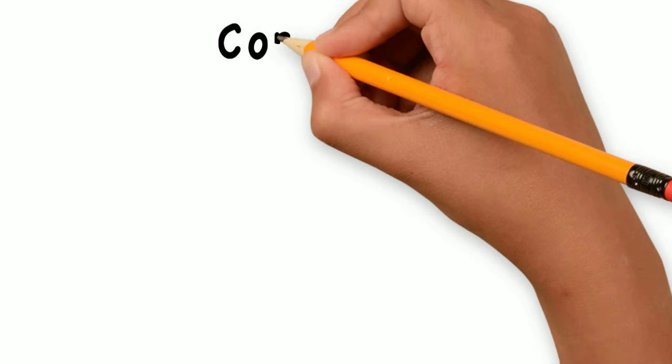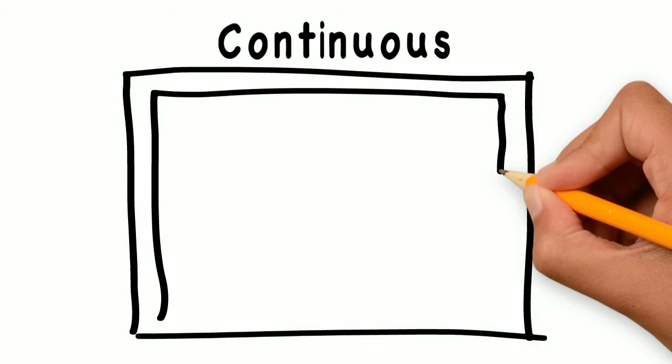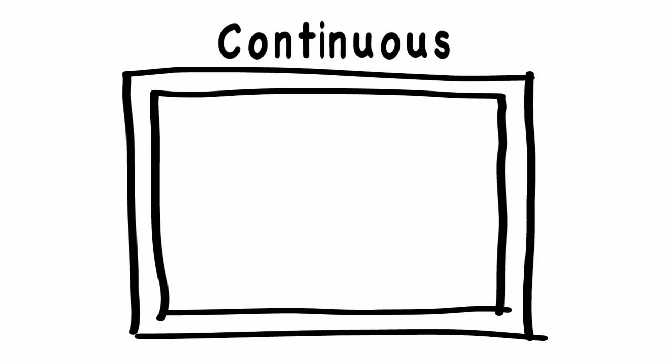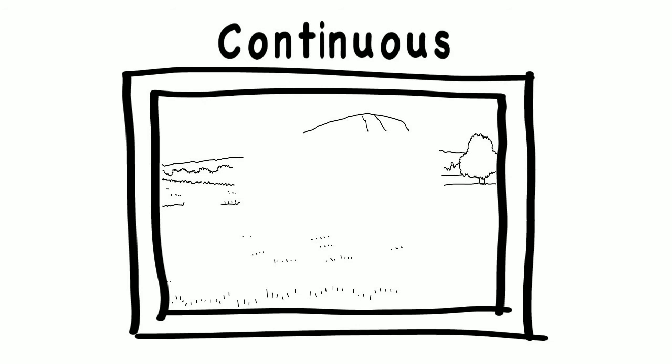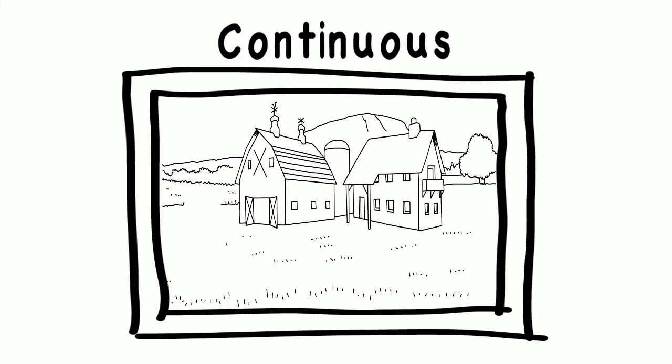Then there is the continuous element. The actual and continuous elements relate to one another. On one hand, you have to occupy the land without a break and continuously for the statutory time limit or the statutory period. But that doesn't mean you can never leave the land.